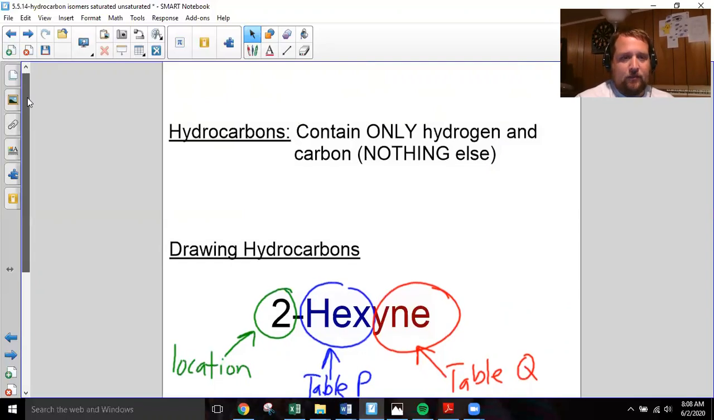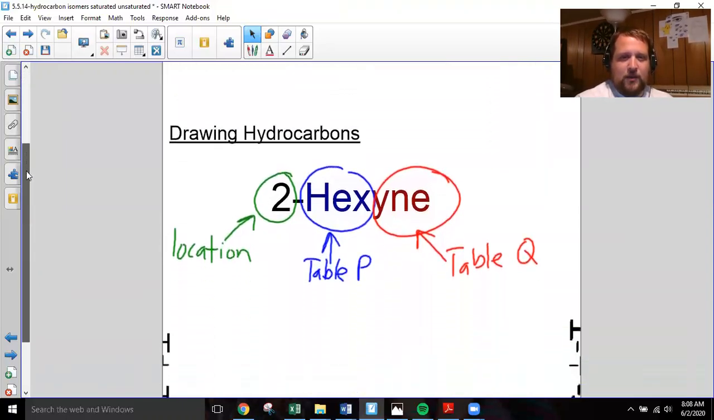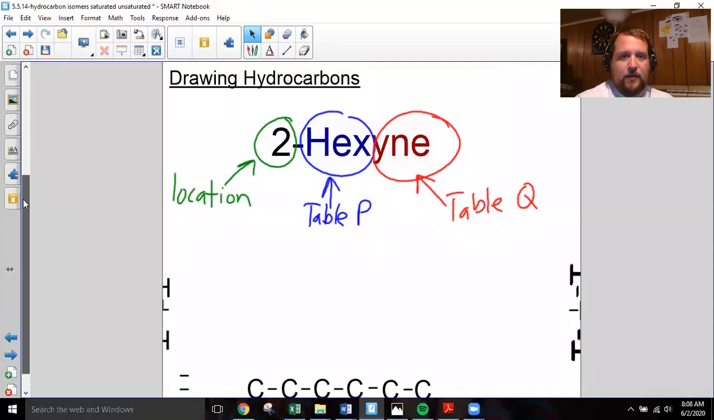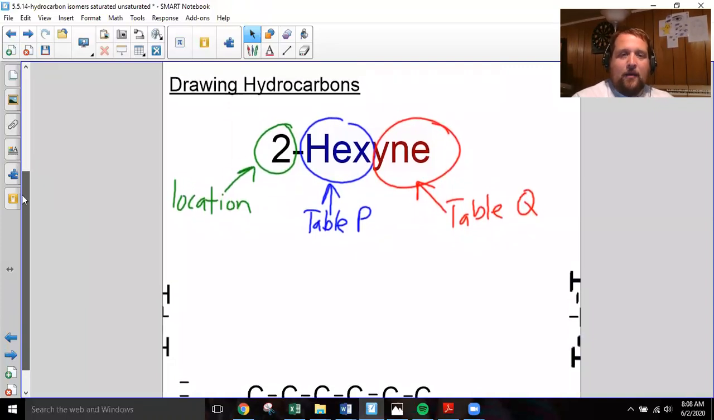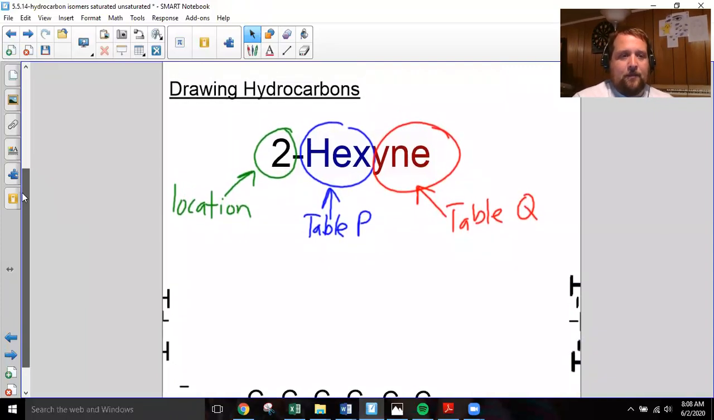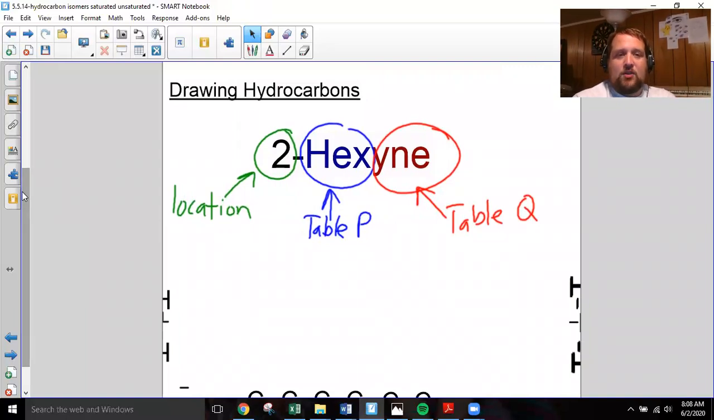This says drawing hydrocarbons, but it's also how to use reference tables and how to name them. Every name will have at least 2 parts, and sometimes a 3rd part. The 2 parts that it will always have are a prefix and a suffix. This is where you're going to use your reference tables, table P and table Q.